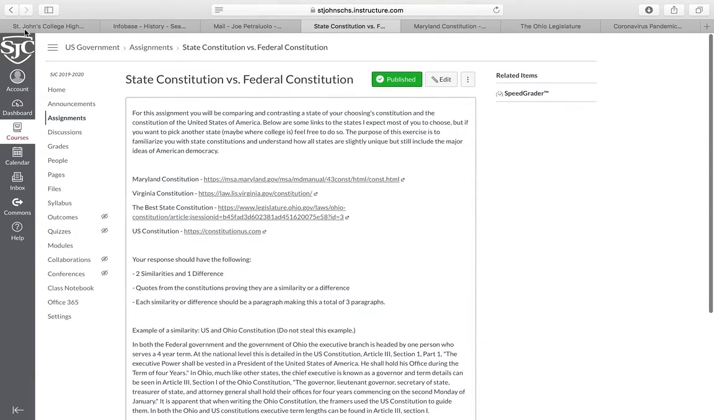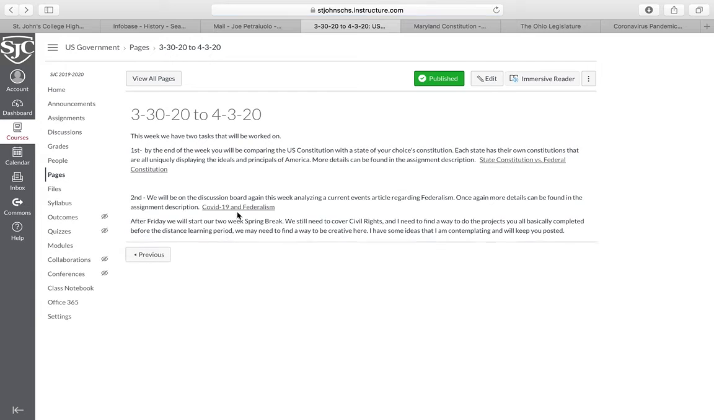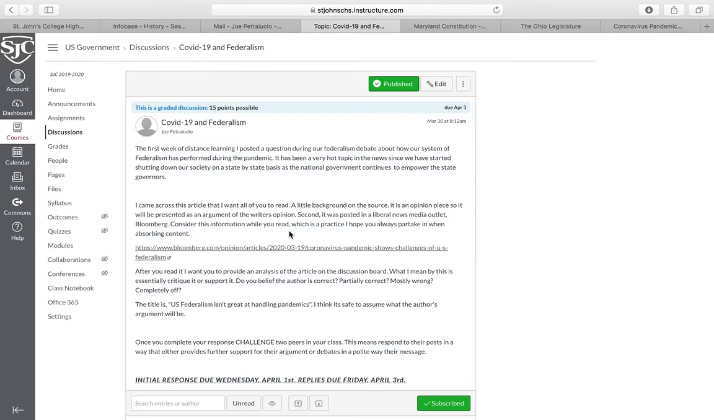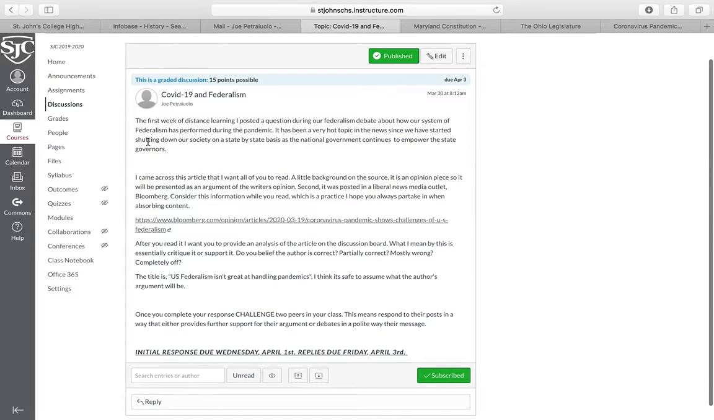All right, let's take a look at the other thing you have to do this week. We're going to be on the discussion board again this week, and basically all you're going to be doing for this is, I posted a question on the discussion board when we did that federalism debate. And we didn't really respond too much to it. A lot of people had already posted, and it didn't necessarily always apply. So now I'm going to focus more on how much federalism has been in the news and our system of it.